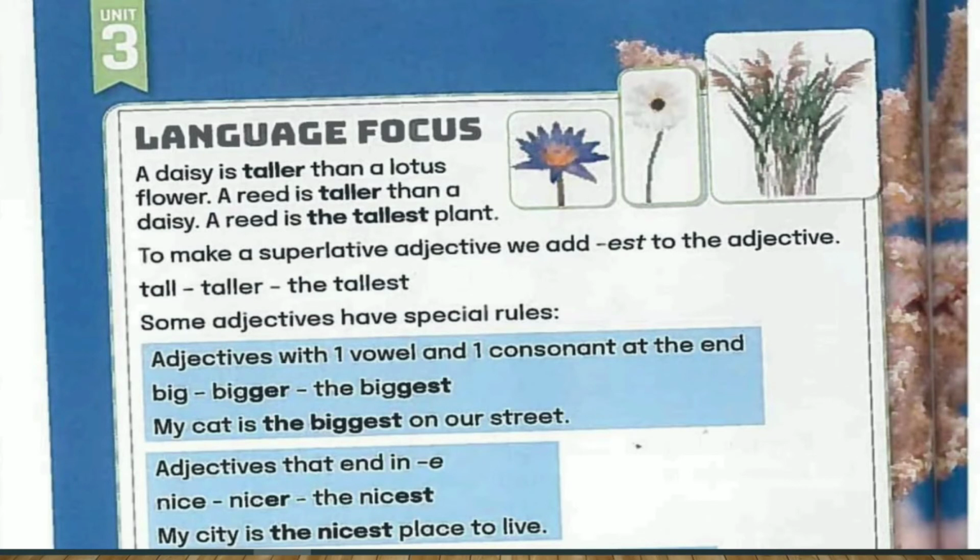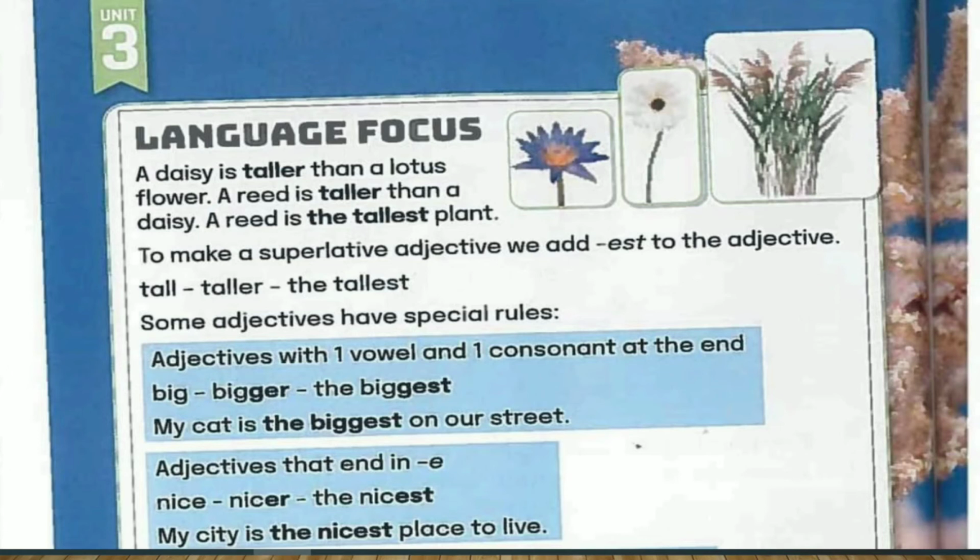Some adjectives have special rules. As for example, the adjective big, look at the middle. You can see a naughty vowel, letter I. Letter I is a naughty vowel between two consonants. So when I add er or est, double the last letter, letter G, and then add er or est. As for example, my cat is the biggest one in our street.